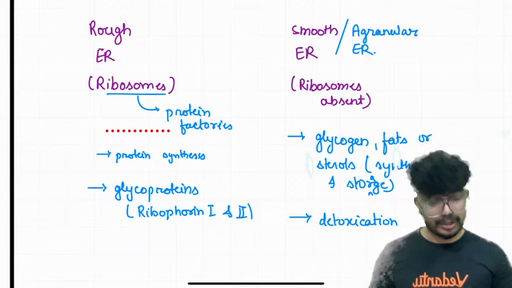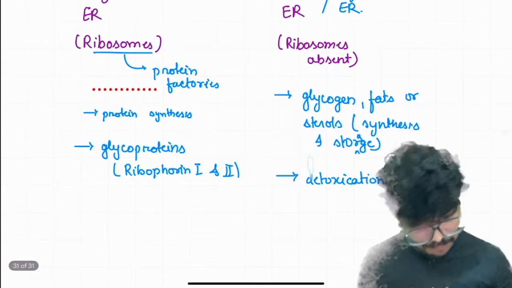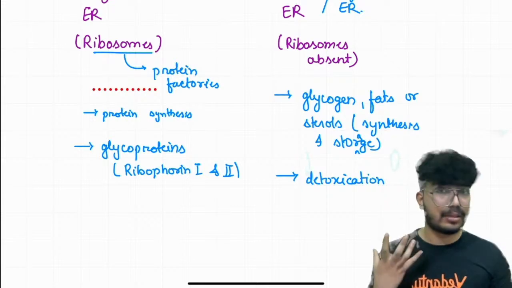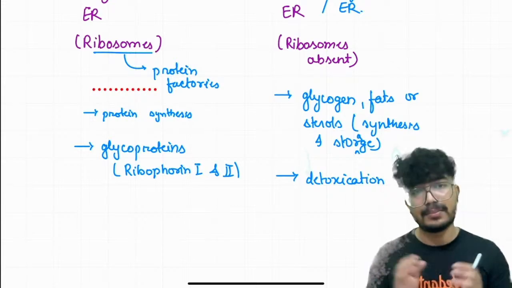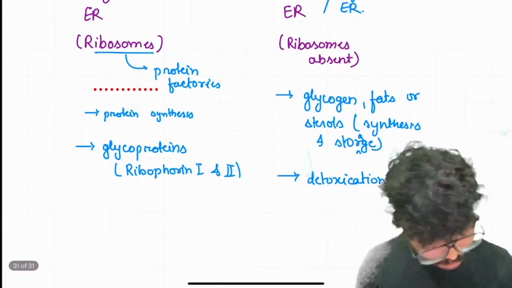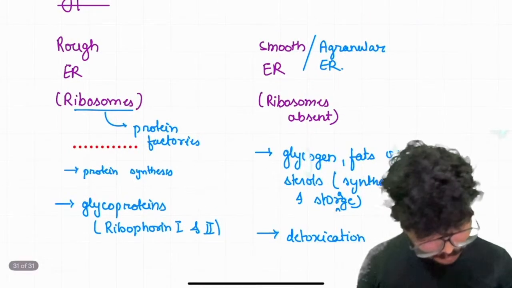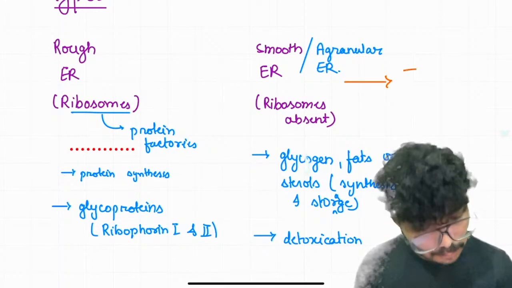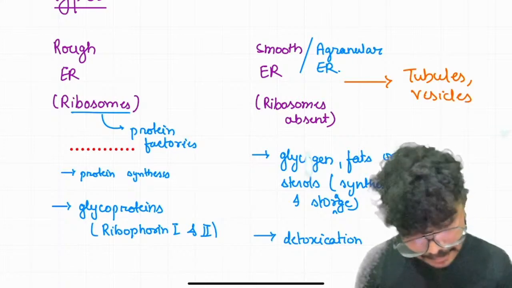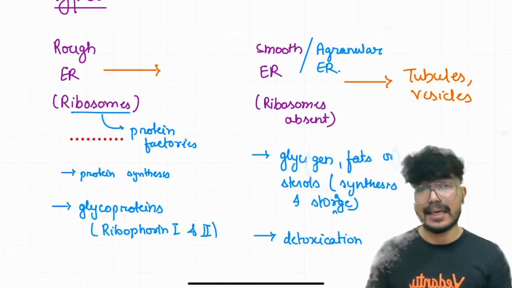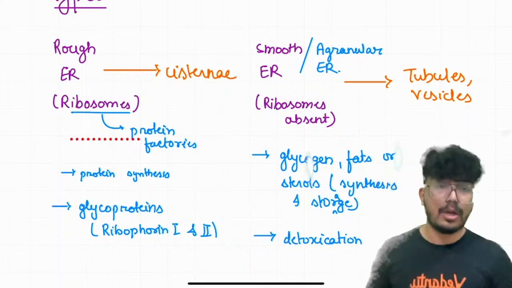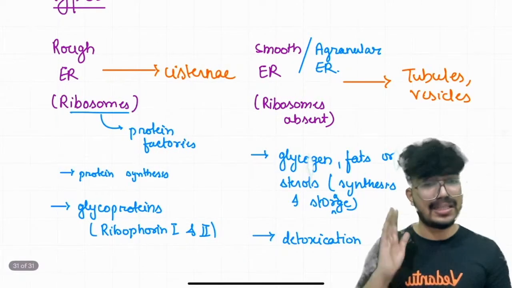If you want to know about the structure, it's very easy. Smooth endoplasmic reticulum primarily occurs in the form of vesicles and tubules, whereas the rough endoplasmic reticulum primarily occurs in the form of cisternae. Okay, so I'll just change the color of the pen and write this. SER occurs in the form of tubules and vesicles, but RER mainly occurs in the form of cisternae. Correct? So here are all the details about the endoplasmic reticulum.